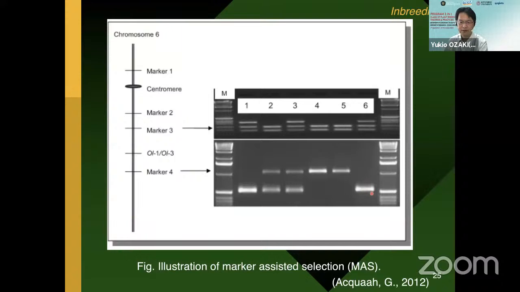Plant 6 is homozygous, and plants 1, 2 and 3 are heterozygous, but all are expected to be disease resistant.